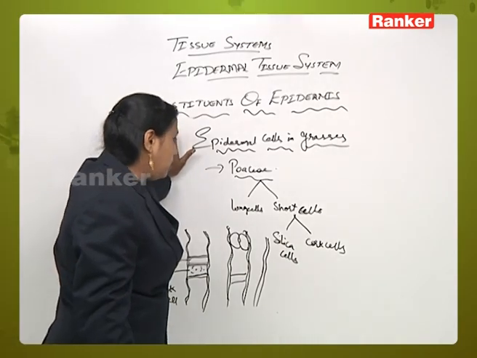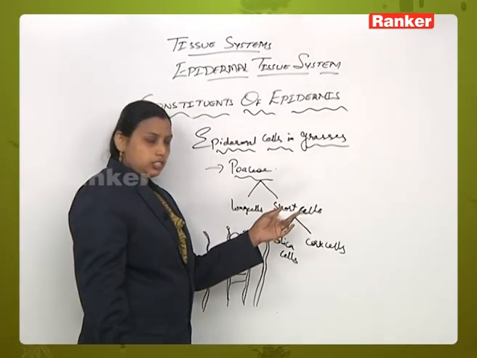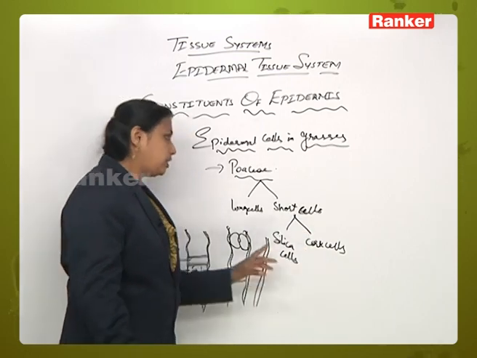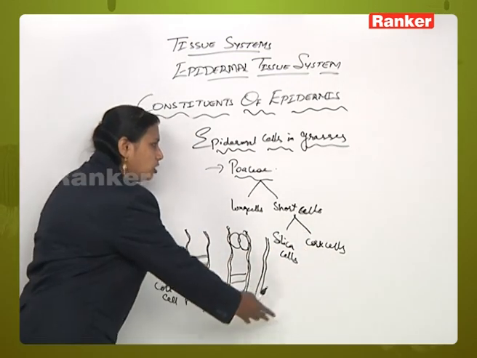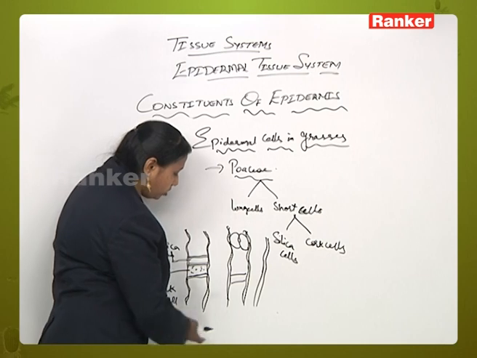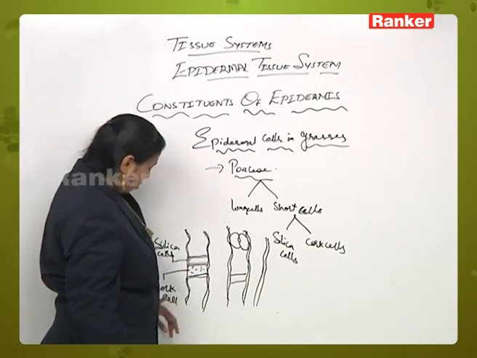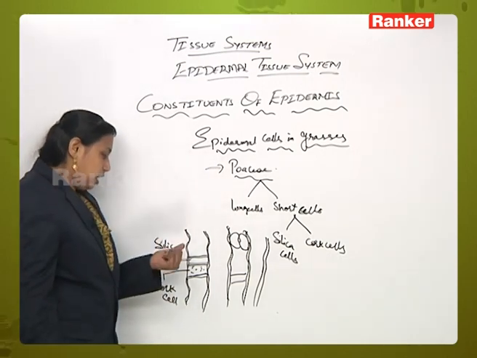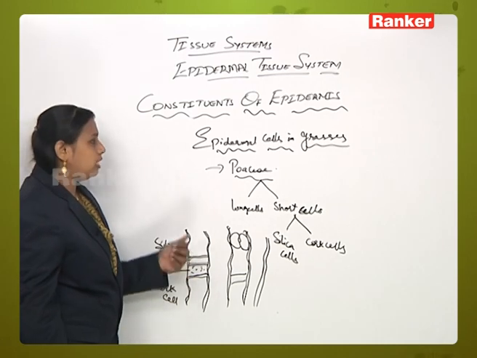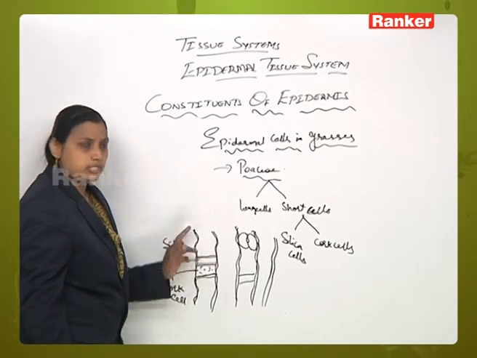We said short cells are again differentiated into silica cells and Koch cells. So, for example, this is a structure showing the presence of Koch cells and silica cells. We see here these silica cells and Koch cells are occurring one above the other, side by side.